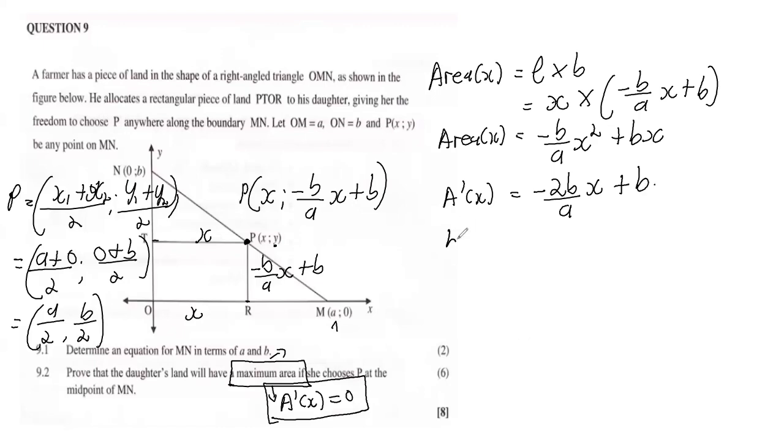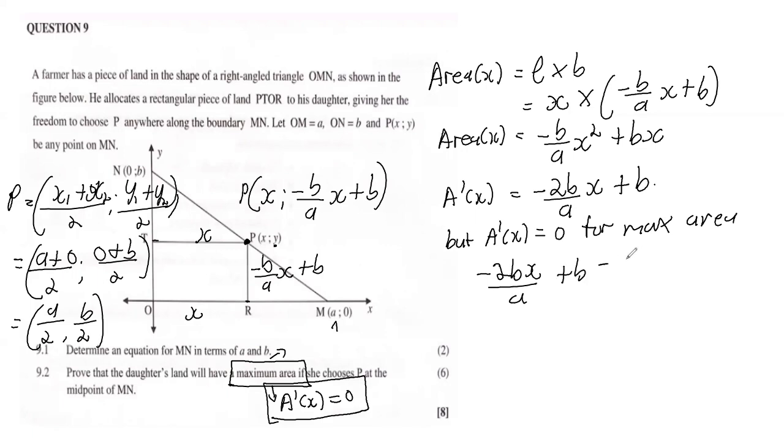But we know that P prime x must be equal to 0 in order for us to have a maximum area. So for max area, we take this derivative expression and equate it to 0. That's supposed to be negative 2bx over a plus b is equal to 0.